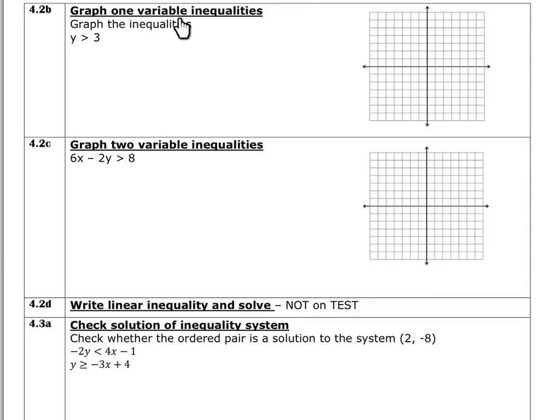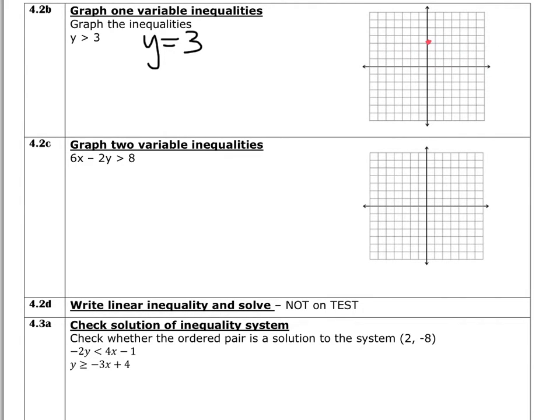4.2b wants us to graph one variable inequalities. So it would be something like y is greater than 3. This is basically going to be all horizontal and vertical lines. So the first thing you want to do is just graph it as if it were a regular equation, y equals 3. Remember, to graph that, you would go to the y-axis at 3, and in this case, we're going to go against the y-axis. We would draw a line horizontally.